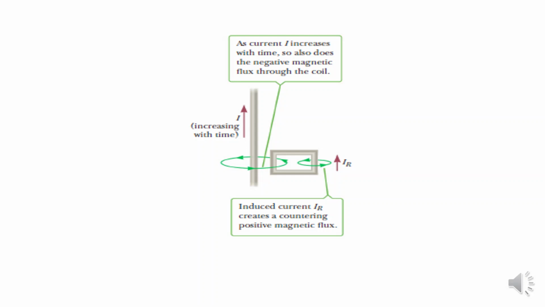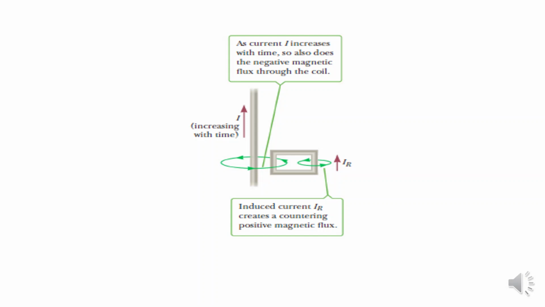Now, when the current increases, there is more flux here, on the left side of the rectangular loop. So the rectangular loop will produce induced current because of the change in flux, and the induced current will set a new flux which will oppose the original flux.